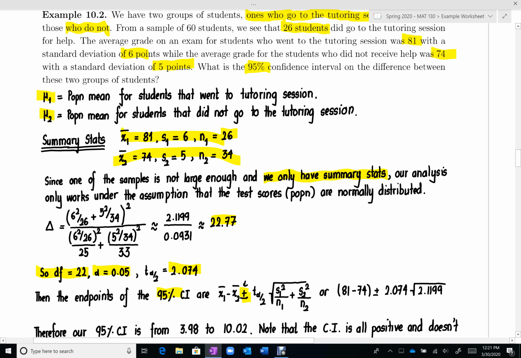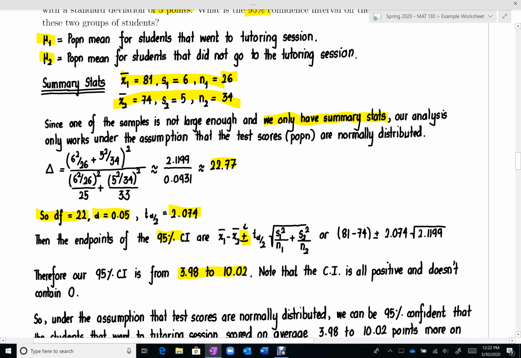All right, so as we mentioned in our video lectures earlier, when we are dealing with a confidence interval of a difference, it is important to comment on whether the interval is entirely negative, entirely positive, and whether it contains 0 or not. So our interval is from 3.98 to 10.02. In particular, we note that the 95% confidence interval in this case is all positive and it does not contain 0.